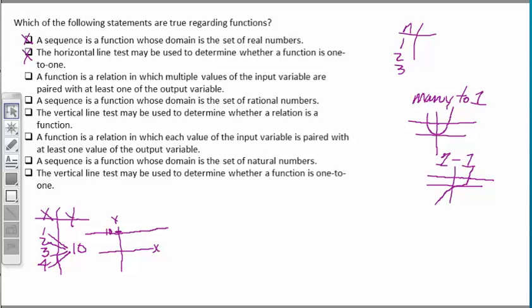Let me get my pen. I'm going to write big false on here. That is false. This one is false.